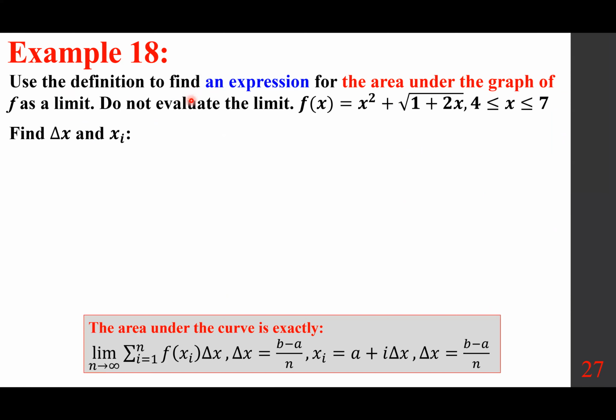Use the definition to find an expression for the area under the graph of f as a limit. Do not evaluate the limit. F of x is x squared plus the square root of 1 plus 2x. X goes between 4 and 7. Find delta x and x sub i.